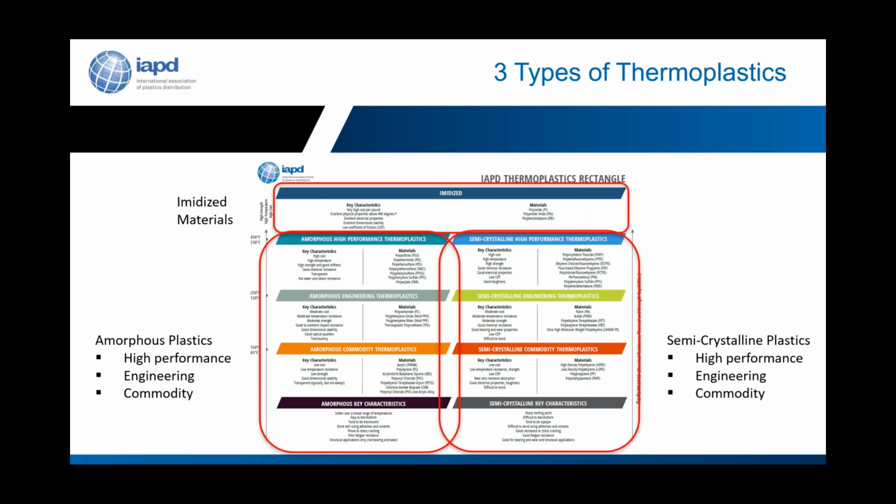So let's start in the bottom left-hand side. You can see that we have the amorphous plastics, but then we've further broken that down into the high performance, engineering, and commodity. And then on the flip side, the semicrystalline is broken down into the same categories. At the very bottom, we have the key characteristics of each of amorphous and semicrystalline thermoplastics. So let's go to the next slide and take a closer look at the rectangle.